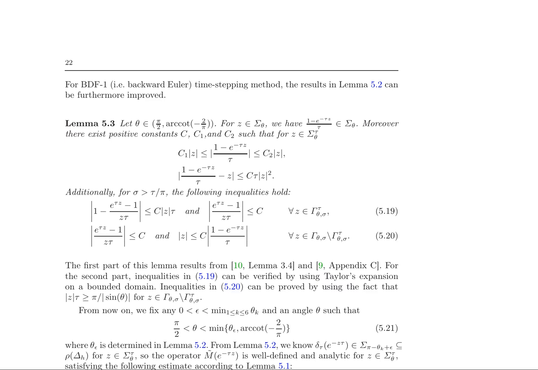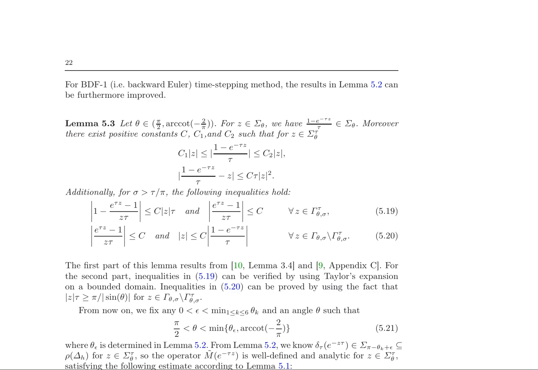This lemma provides bounds on the function φ̂(τz), τ for z in the region Σ_θ, where θ is in the range (π/2, arccos(2/π)). Specifically, it states that there exist positive constants c, c1, and c2 such that for z in Σ_θ, the inequalities |φ̂(τz)|/τ ≤ c2|z| and |φ̂(τz)| ≤ cτ|z|² hold.